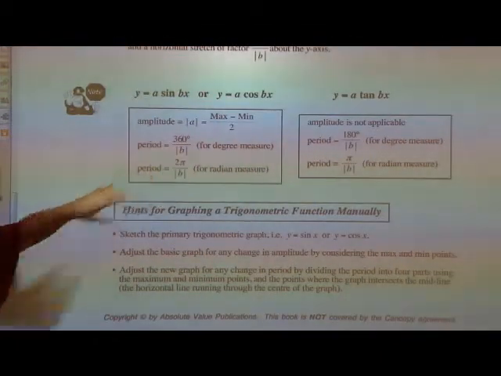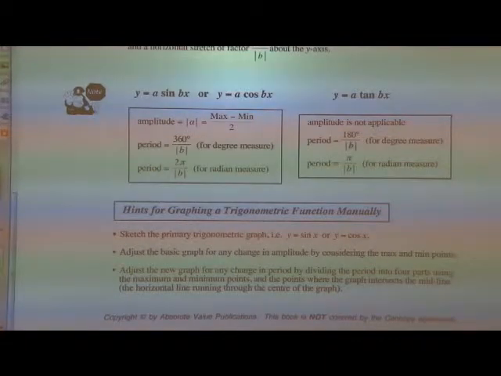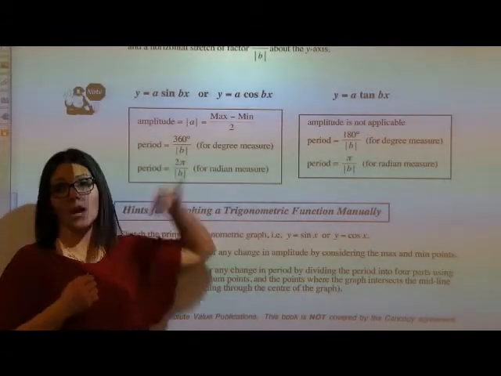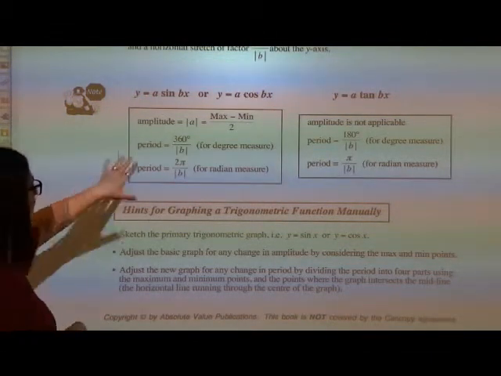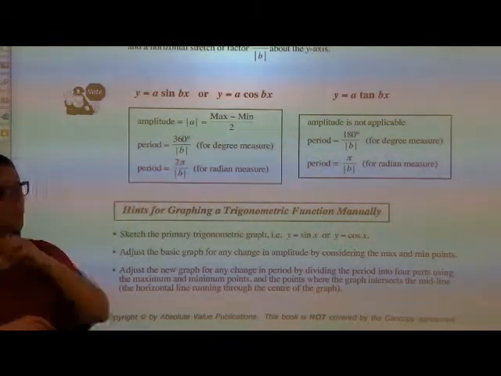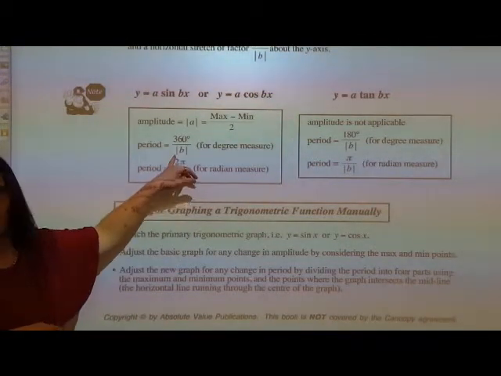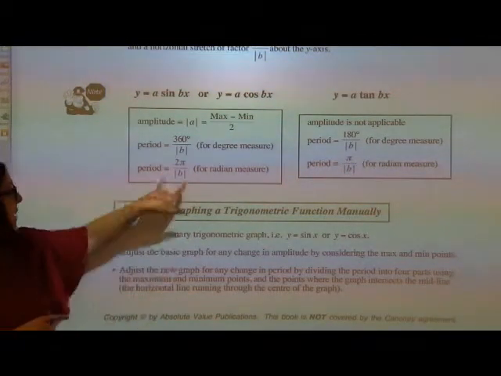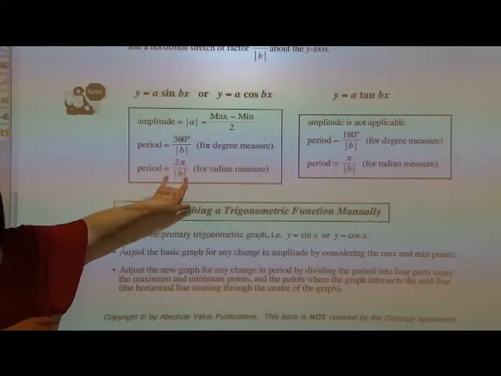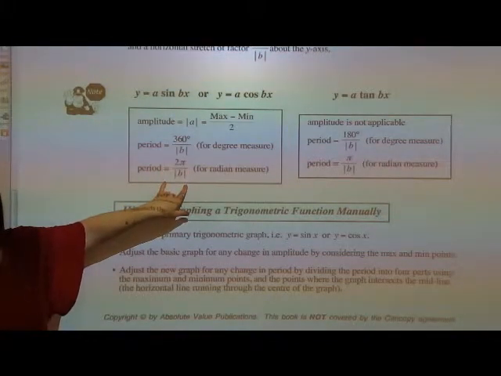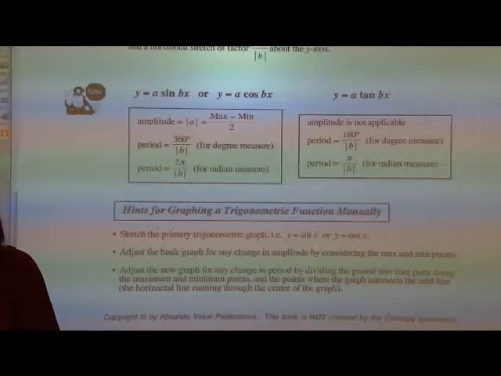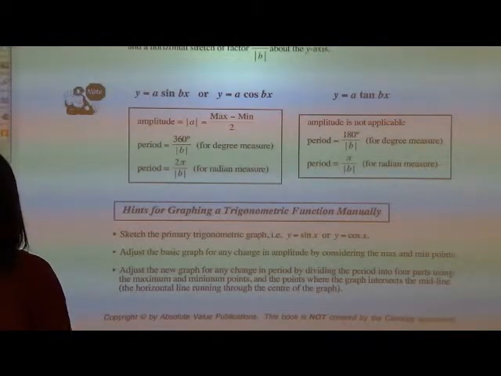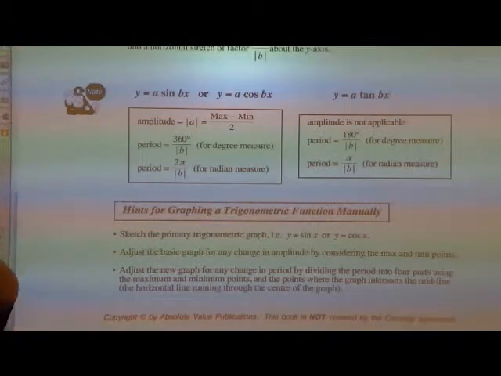So these two charts down here are useful in that they help to remember how do I calculate amplitude: max minus min divided by 2. How do I figure out the period? 360 divided by the value of b, or if I'm in radian measure, 2 pi divided by b. The lines on either side are a symbol for what? Absolute value. So it means that if b is negative 3, I don't go 360 divided by negative 3 gives me negative 120, the period's negative 120. It's not. The period is a positive value.